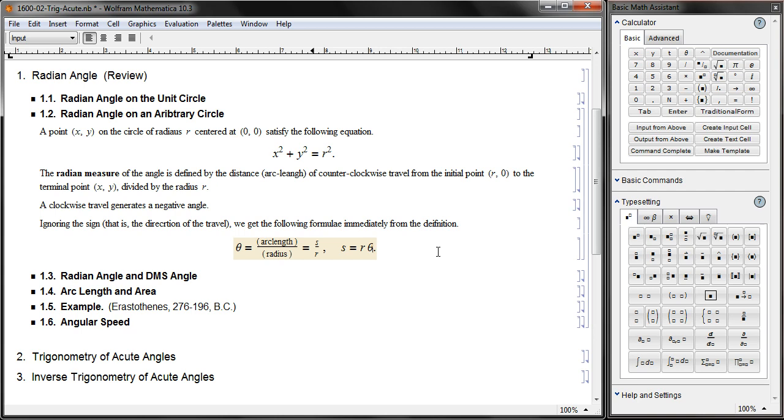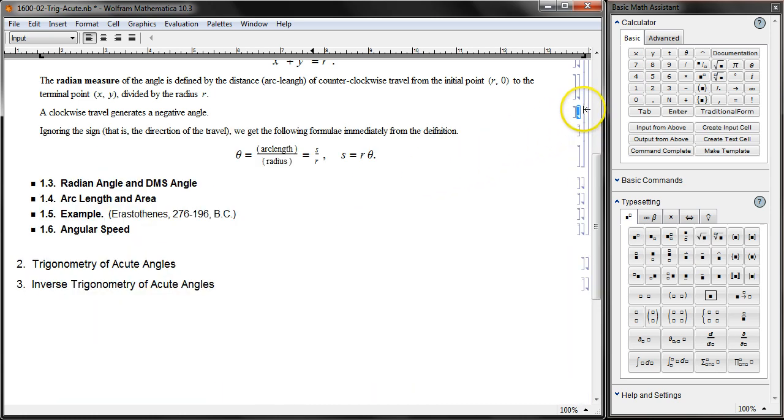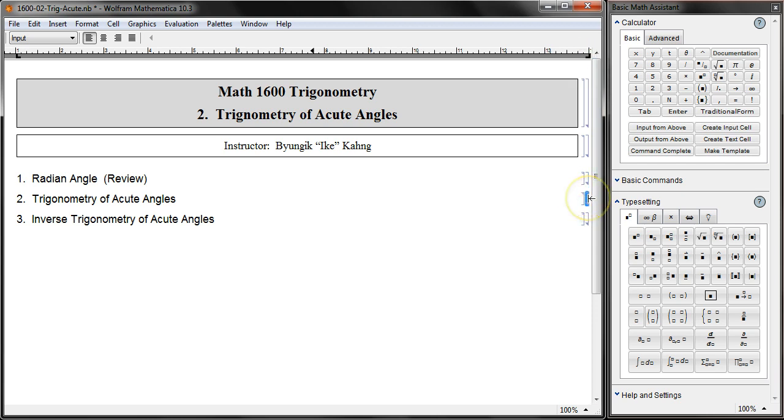And here's the formula again. One more thing. Angles are always measured counterclockwise. So if you measure it clockwise, then that's just a negative angle, just going backward. Okay, that's enough for the review. And let's go over to the trigonometry of acute angles.